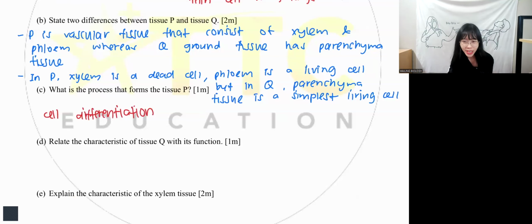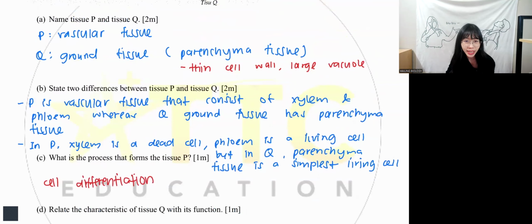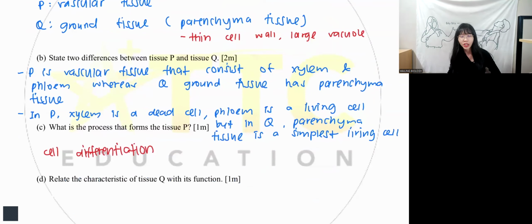Okay, relate the characteristic of tissue Q with the function. Q is a ground tissue. They ask you to write the characteristic of parenchyma tissue with the function itself. We have learned that parenchyma has thin cell wall, large vacuole. The vacuole is very big, right? It is to store food. They want to store what?